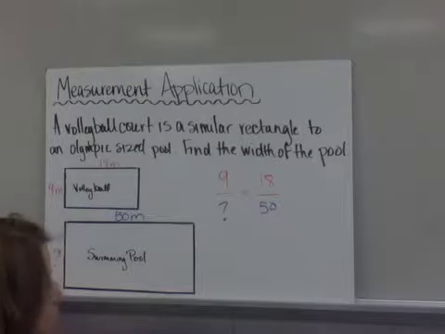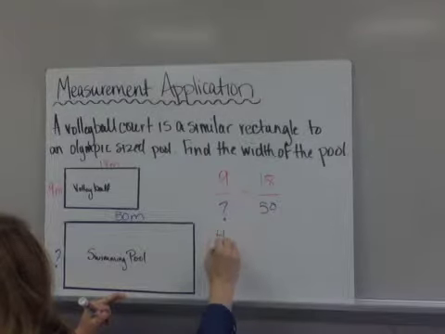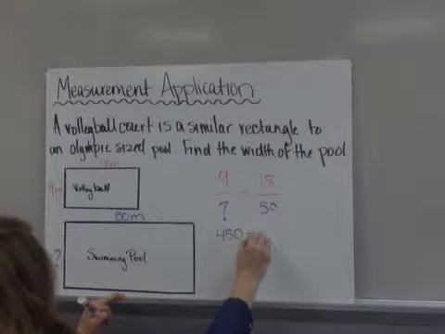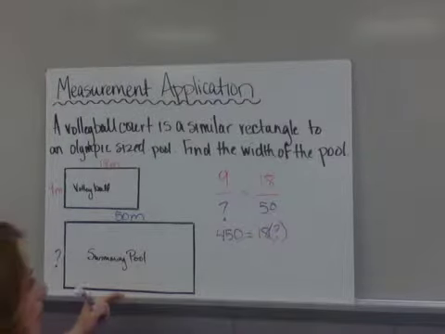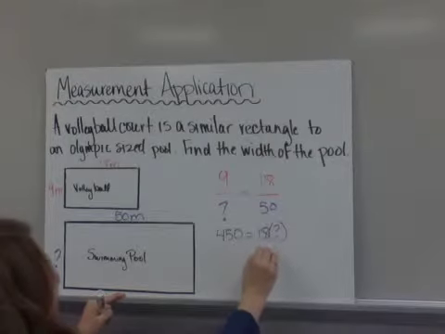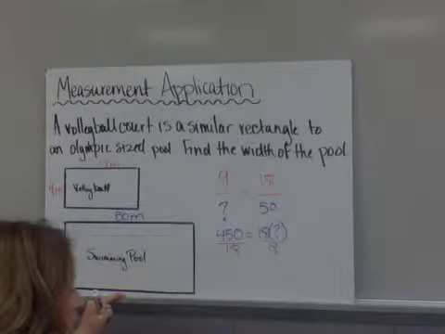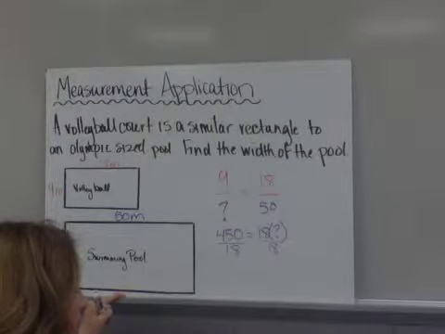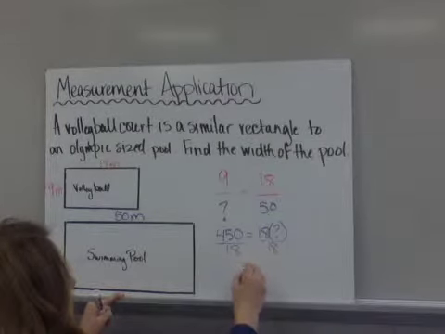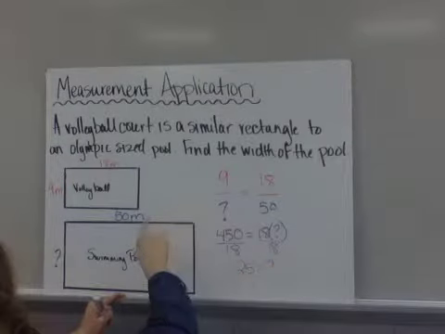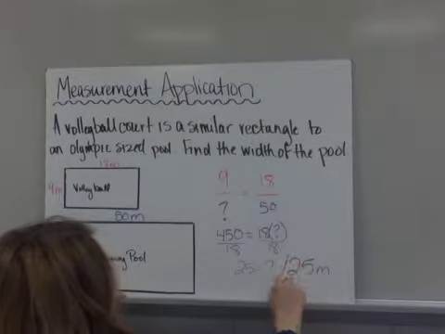Now that I have the proportion, I can cross multiply in order to solve this. 9 times 50 is 450, equals 18 times the part that I don't know, or you could have substituted a variable. Then I'm going to divide both sides by 18 to undo what's happening to the variable. 450 divided by 18 is 25. So the width of the pool would be in meters. It would be 25 meters.